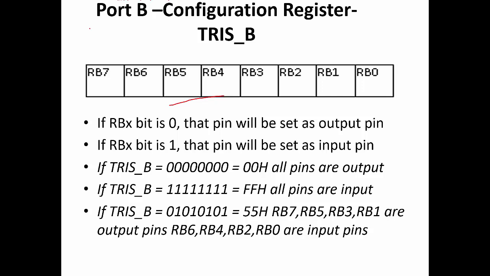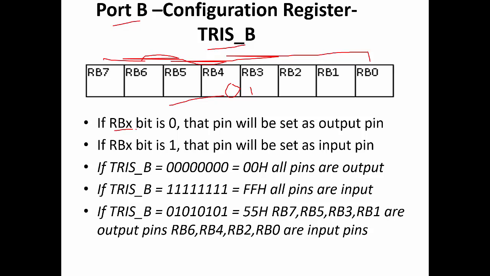For example, let us take port B. The corresponding direction register of port B is TRIS B. This TRIS B has 8-bit data. The different bits can be assigned as RB0, RB1 to RB7, so totally there are 8 bits. Depending upon the value present in each of these bits, whether this value is 1 or 0, that particular pin can be used as an input or output.